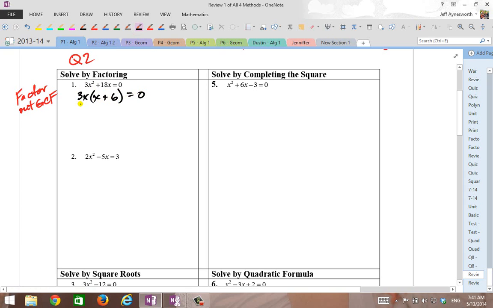Now we have what's called a zero product. Anything times 0 is 0, so one of these factors has to be 0. Either 3x has to be 0, or that x plus 6 has to be 0. So we're going to write two equations. We have 3x equals 0 first, and then x plus 6 equals 0 as well. What you do is set each factor equal to 0, use the zero product rule, and solve each.